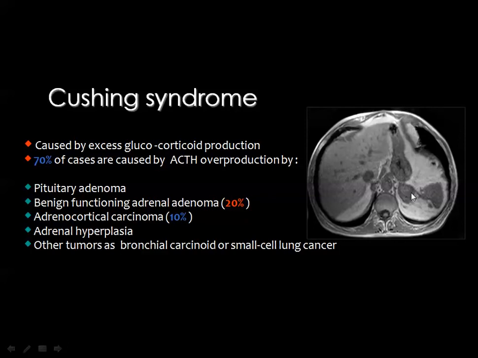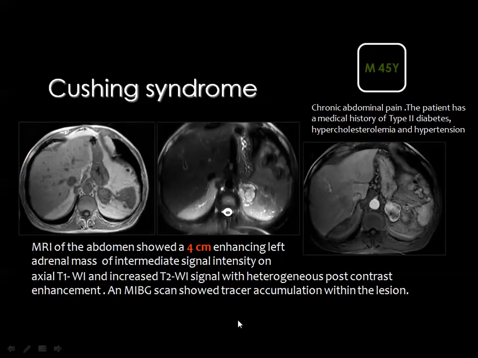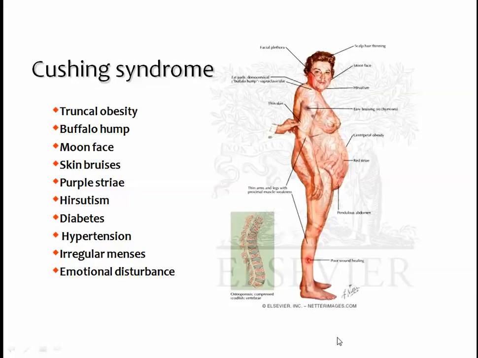Then you see in this MRI T1 weighted image a mass in the region of the left suprarenal gland, and this is a patient with chronic abdominal pain. The patient had a medical history of type 2 diabetes, hypercholesterolemia, and hypertension. The MRI showed about 4 centimeter enhancing mass in the left suprarenal gland.